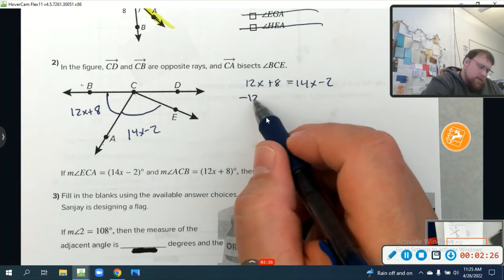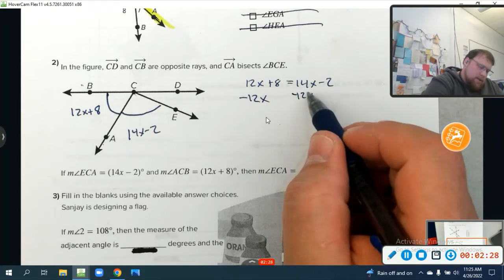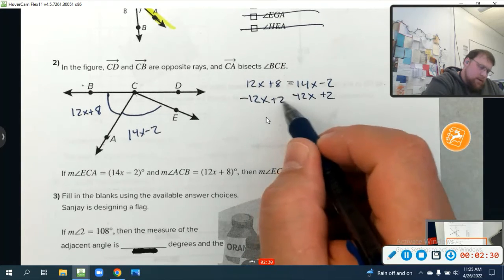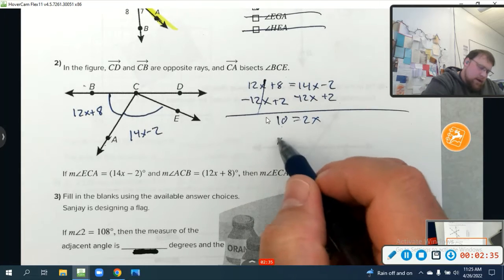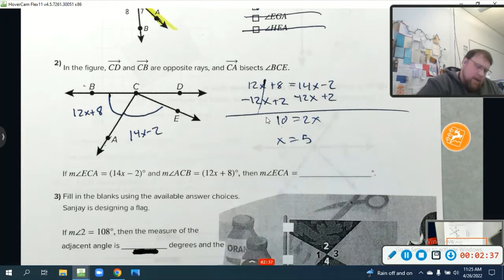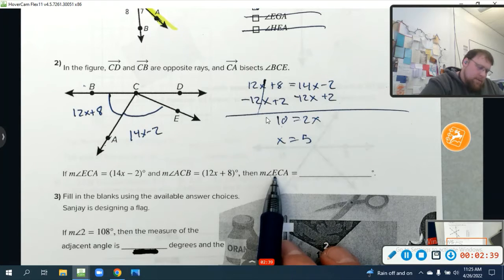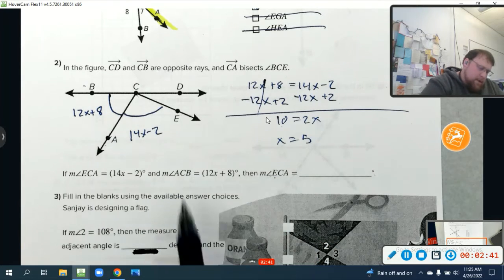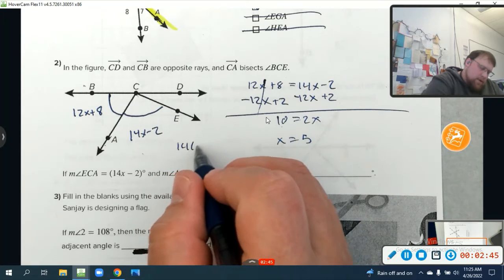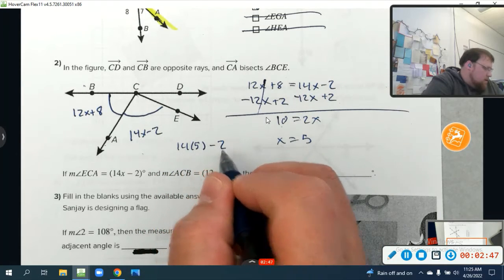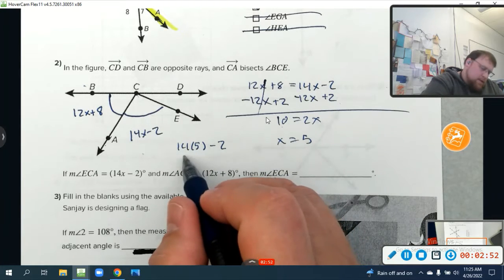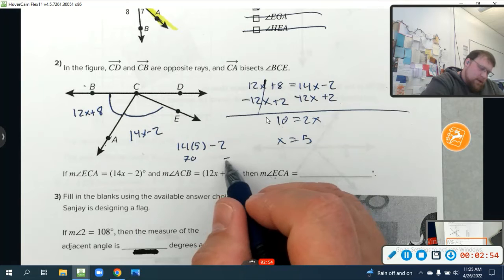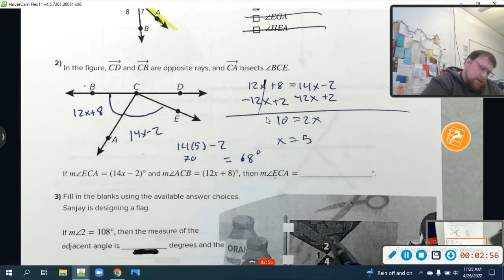So minus 12x, we'll add 2, and I get that 10 equals 2x, or x equals 5. But it wants the actual angle. So I'm going to plug it in. It doesn't matter which one I plug it into, but if I'm going to do ECA, might as well plug it into 14x minus 2. So 14 times 5 minus 2. See, 14, that's 50, and 20, that's 70 minus 2, which equals 68 degrees.